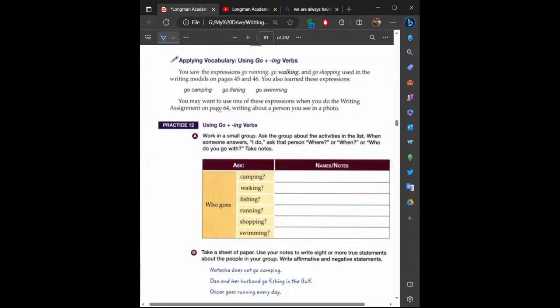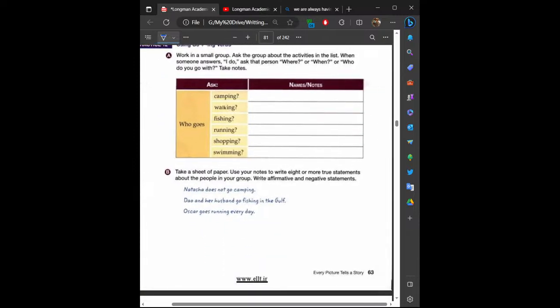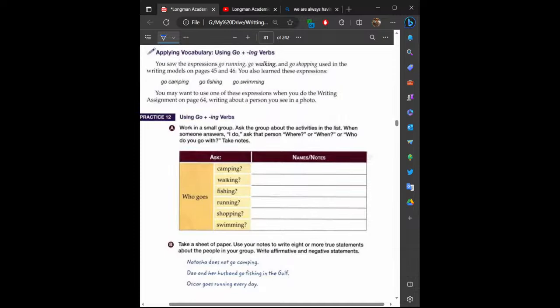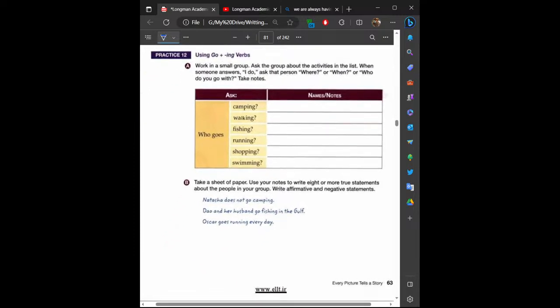And you may want to use one of these expressions when you do the writing assignment on page 64. Write about a person you see in a photo. Okay, so we are on page 63 and the assignment is on page 64. Let's practice the go plus ing verb. Who goes camping?